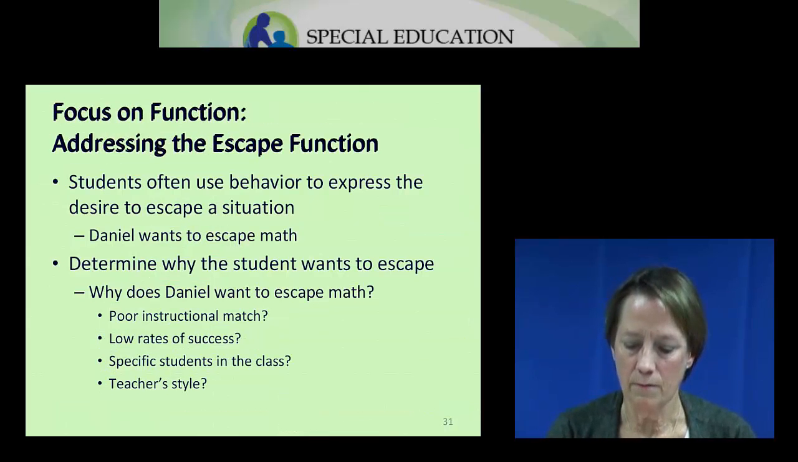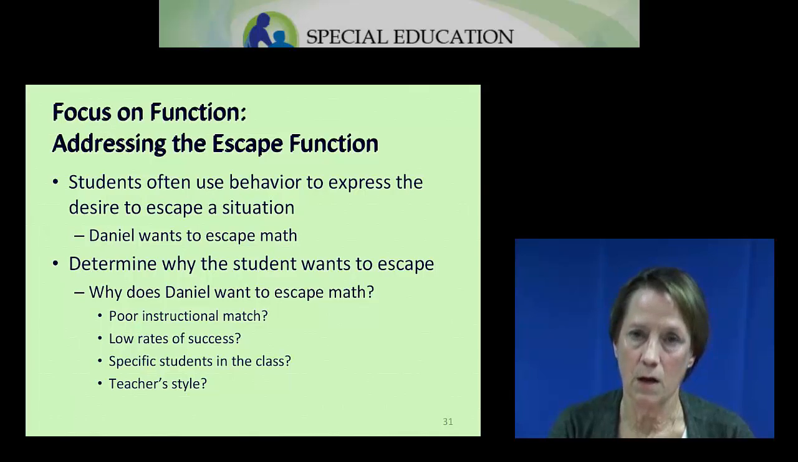So let's go back now and talk about the second function that we said we would mention today, which is the function of escape. Students often use behavior to express the desire to escape from a situation, and in Dan's case, he wants to escape math. So our challenge is to determine, why does Dan want to escape? What is it about math that he needs to escape?